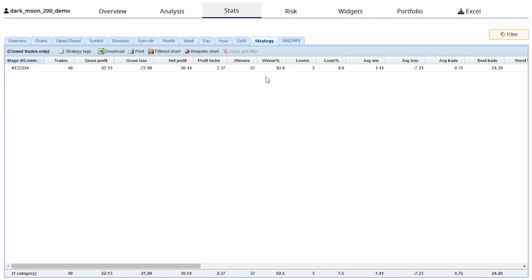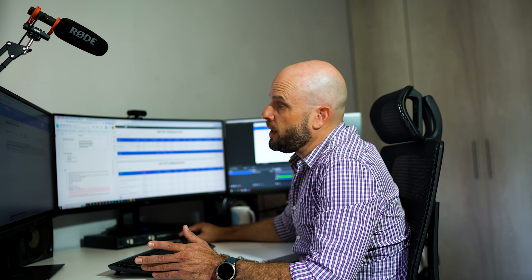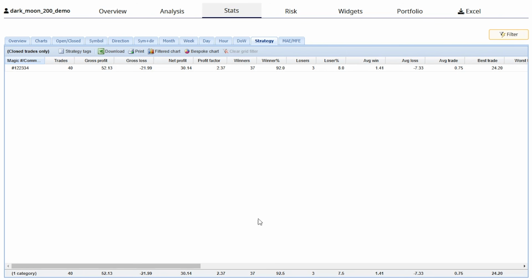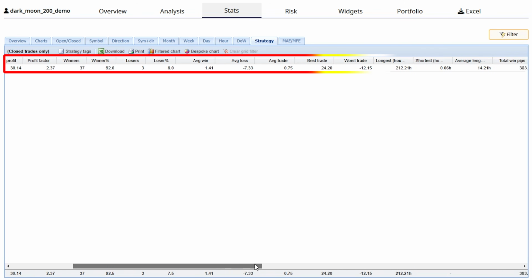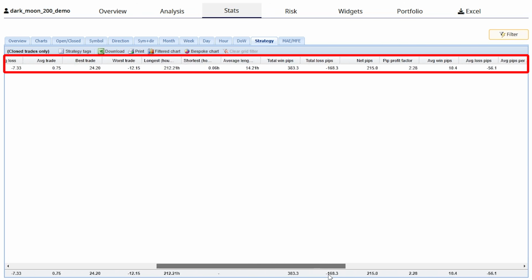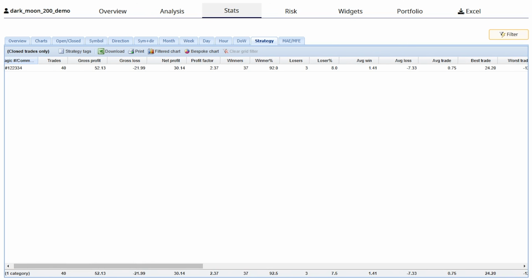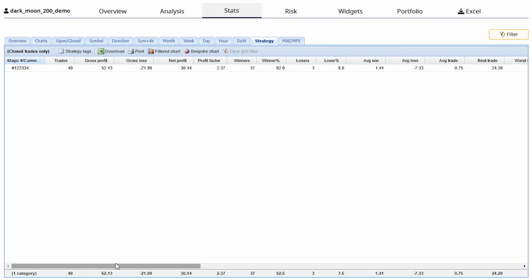But what's really impressive here, and the part that I'm really interested in, is that we've got 92% winners, which is really quite incredible, especially considering again that this is a free EA. All right, so we have a lot of statistics here that we can look at, and as I mentioned, I'll leave the link below so you can go through all of this if you want to. The point is that based on this, I'm very happy and I'm very comfortable to place it onto a live account. So that's exactly what I'm going to do.